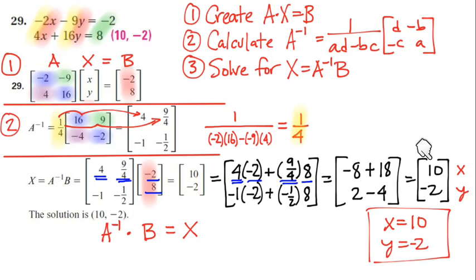This is our variable matrix that we just solved. We solved for x and y. X is equal to 10, y is equal to -2.